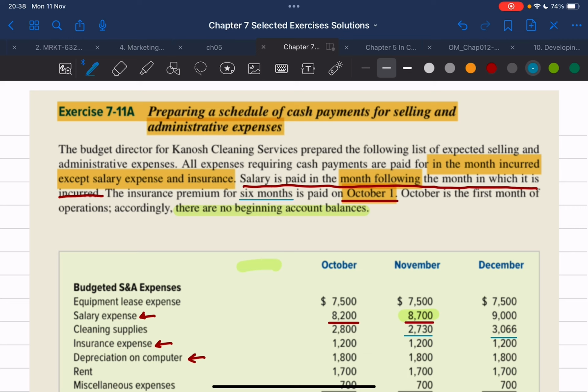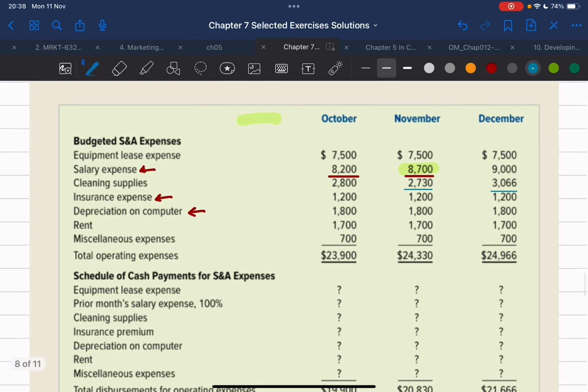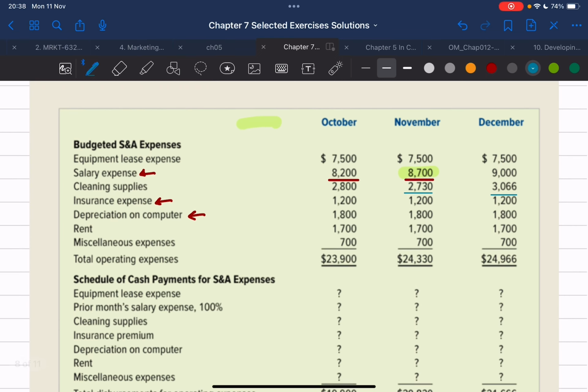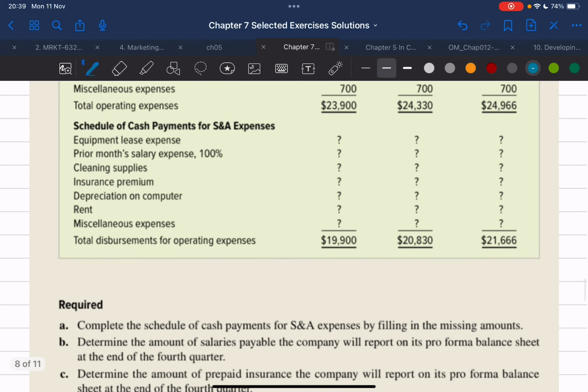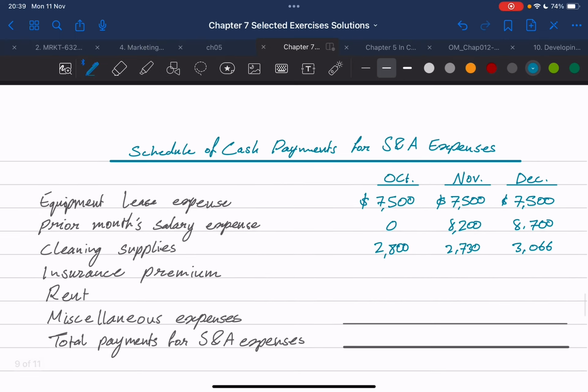Now for the insurance premium, the question told us that the insurance premium for 6 months is all going to be paid on October 1st. So we'll see how much the insurance expense is per month. It's 1,200, so we're going to multiply that by 6, because we are paying for 6 months, all in October. In the schedule of cash payments, in the month of October, we're going to record that amount. 1,200 multiplied by 6 will be 7,200. And then no further payments are going to be paid in November or December.